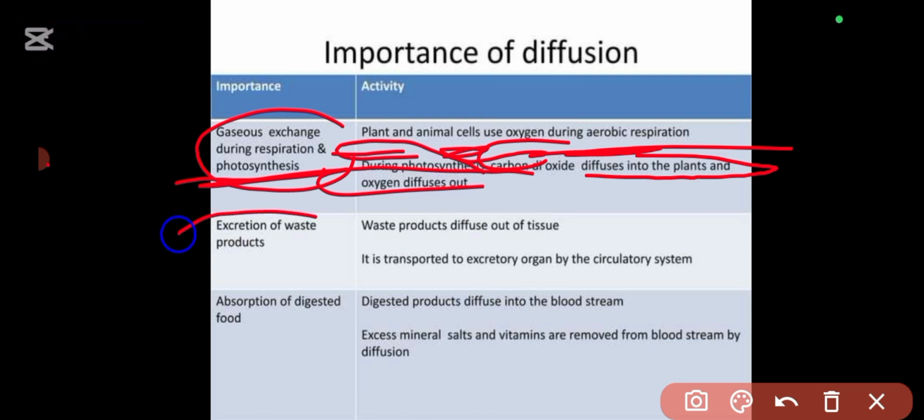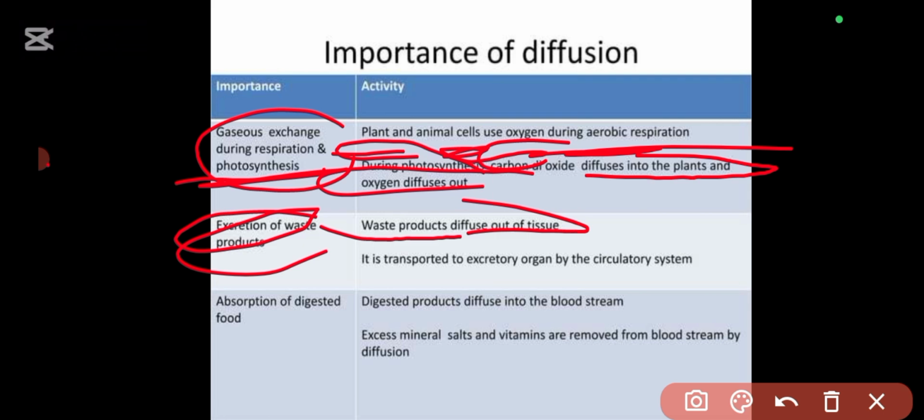Then we have excretion of waste products. Waste products diffuse out of our tissues. An example is urine production in the kidney. Waste products diffuse out of the tissues and into the nephrons.